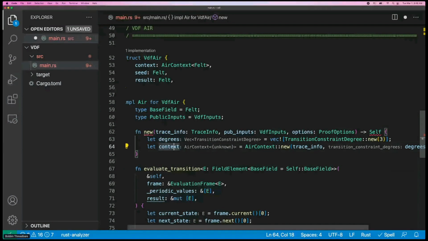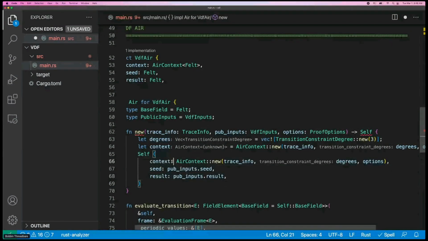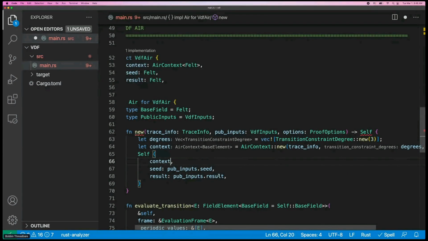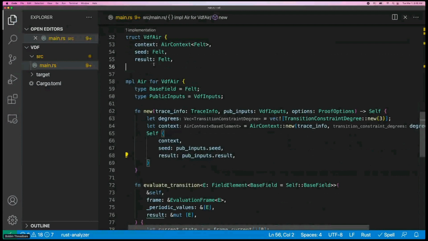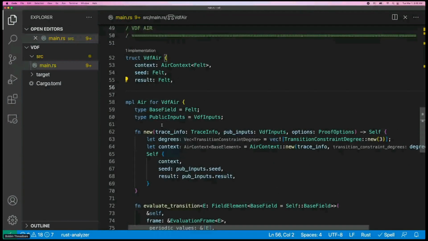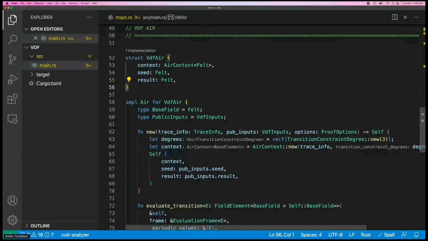Let me just clean this up a little. So we pass the context, we grab the seed from the public inputs, and then we grab the result from the public inputs as well. So now we have described the AIR for this computation, and I know if you've never seen this before, it's probably not super easy to follow.